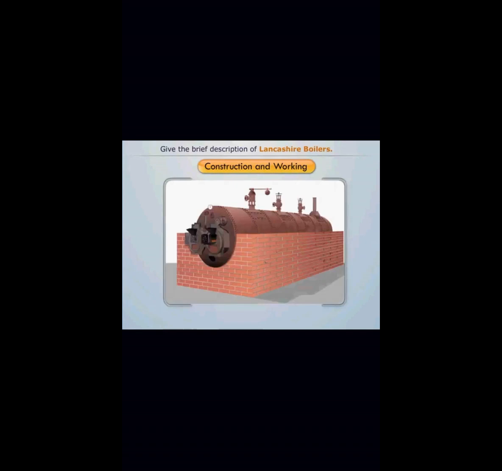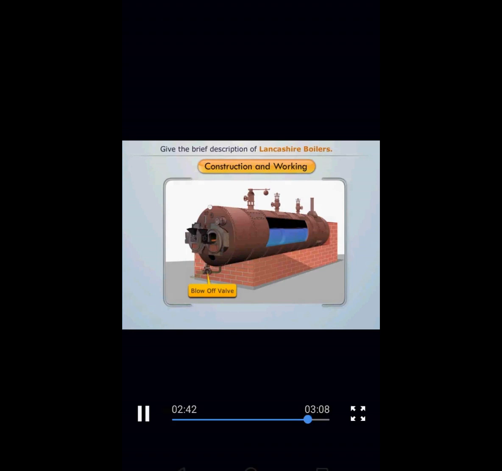A manhole is provided at the top and the bottom of the shell to allow a man to enter the boiler and clean it. A blow-off valve is provided to remove the mud that has settled down. It is also used to empty the boiler. This is the complete construction and working of the Lancashire boiler.